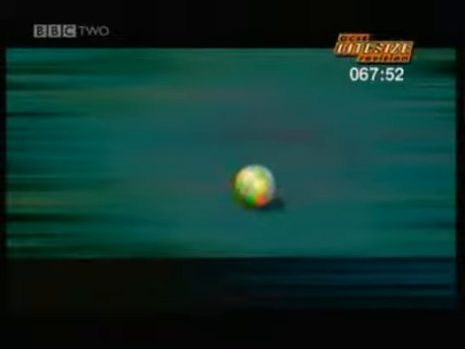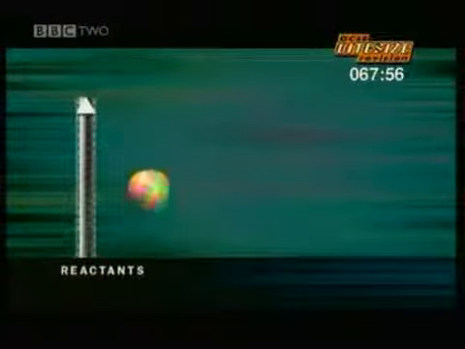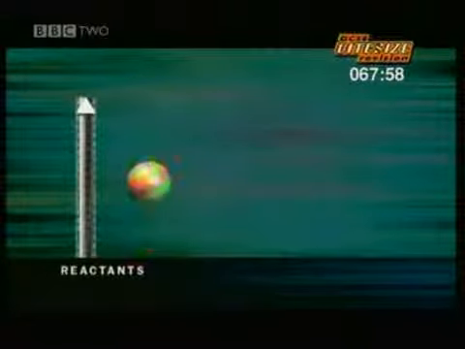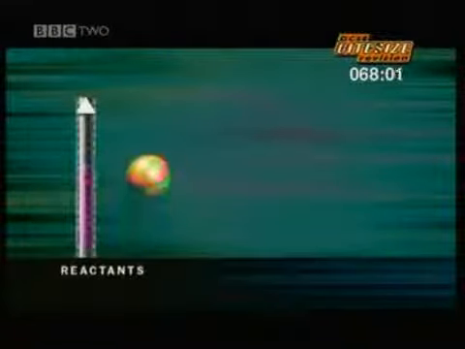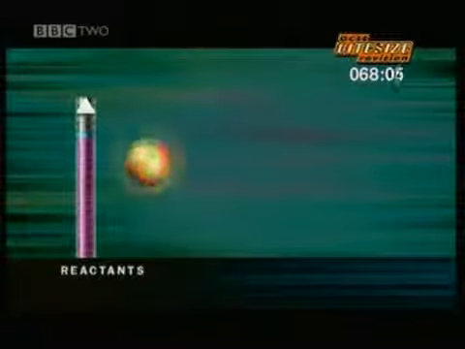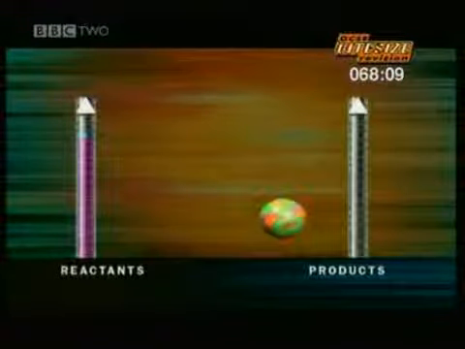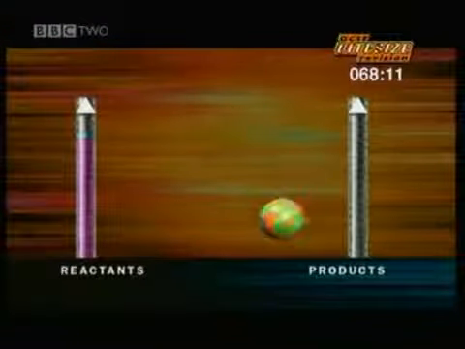Chemists show what's going on in an energy level diagram. Imagine this ball represents the reactants, the chemicals that go in to start the reaction. Before they start reacting, there's this much energy in them. As the reaction begins, it starts to make new chemicals, products plus heat.